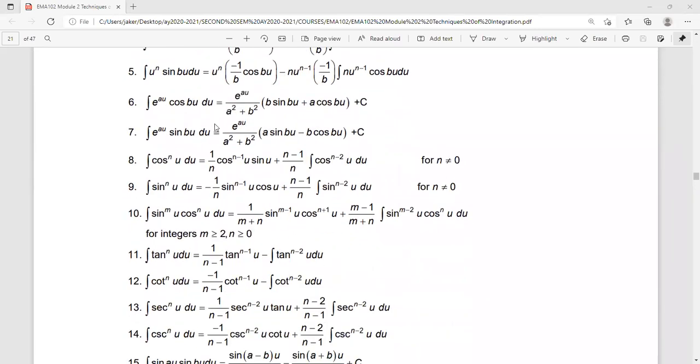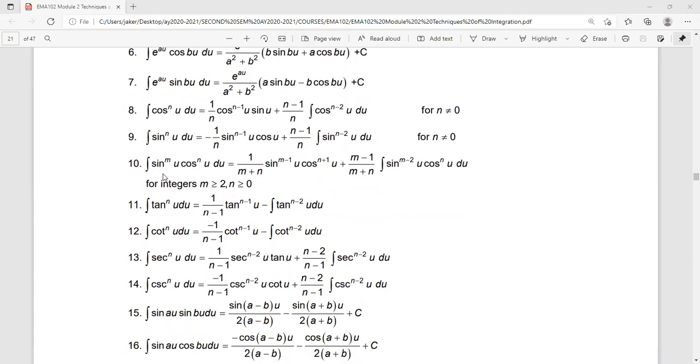If you can recall, in our topic on trigonometric transformation, you have the cosine of u raised to n and the sine of u raised to n. As long as that n is not equal to 0, this will be your straightforward formula. This has no limitation. In trigonometric transformation, this n could be odd and positive or even and positive, but in this formula there is no limitation. As long as it's not equal to 0, this will be your answer.